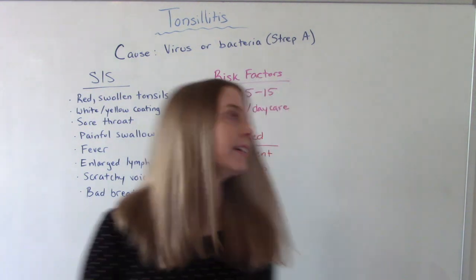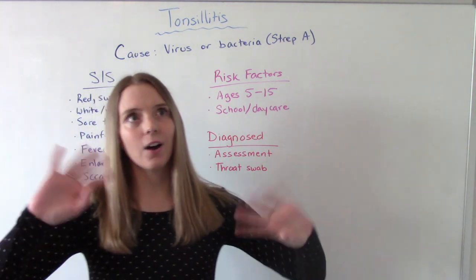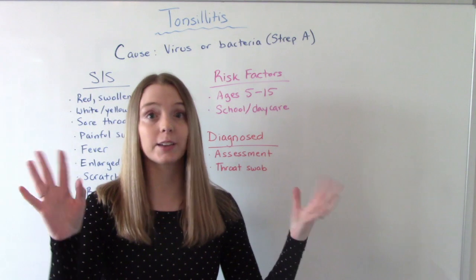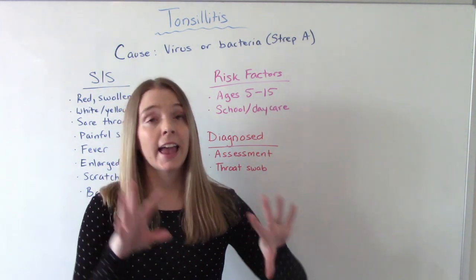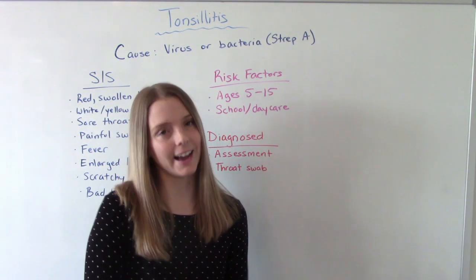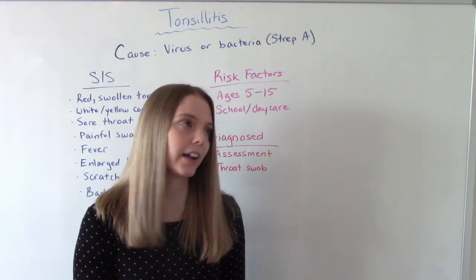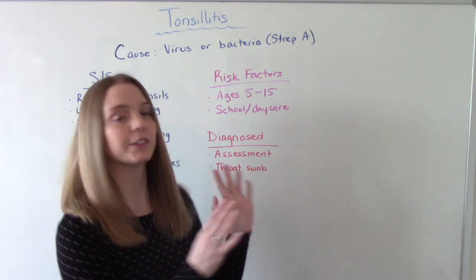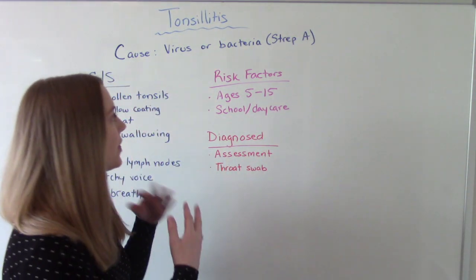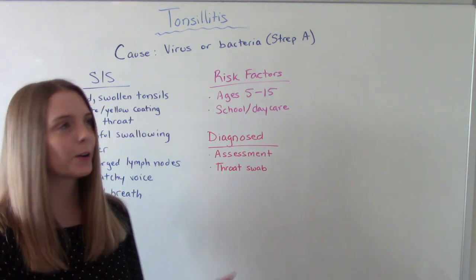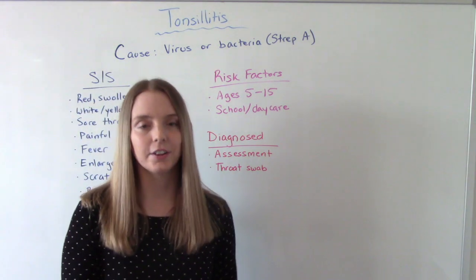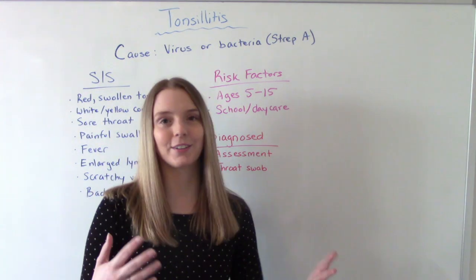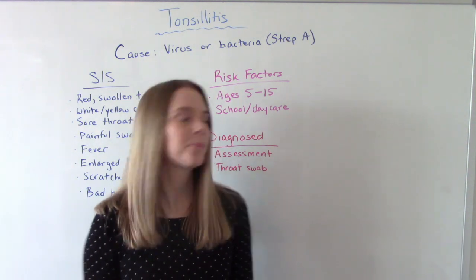Who's at risk? Children. Now, ages 5 to 15 are the highest risk group, so those are school-age kids. Can younger children, babies, get this? Yes. And adults, absolutely. But the most common group of people to get this are school-age children, ages 5 to 15. And then the other risk factor is school, or being in daycare, being around other children. So being a child who's around other children puts you at the highest risk for having tonsillitis.